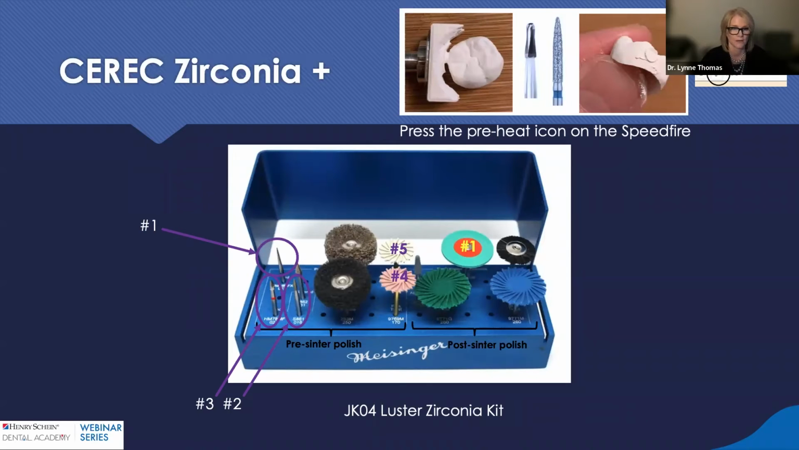Once I get done with that sintering process and the crown is cool, I will go around the periphery with the green wheel here. This does a fantastic job of finishing the entire periphery.